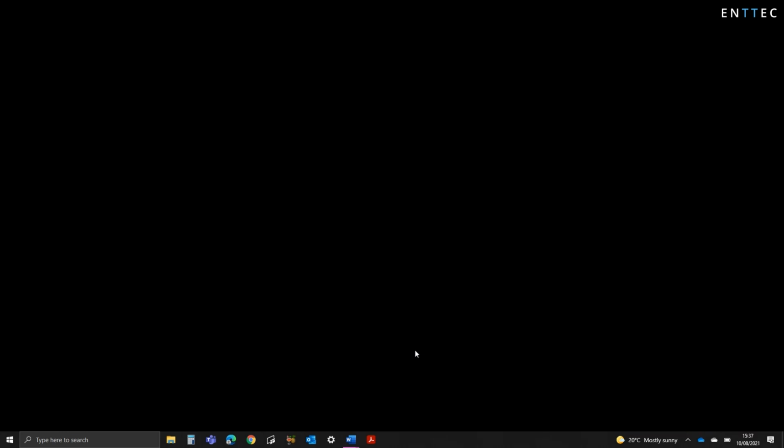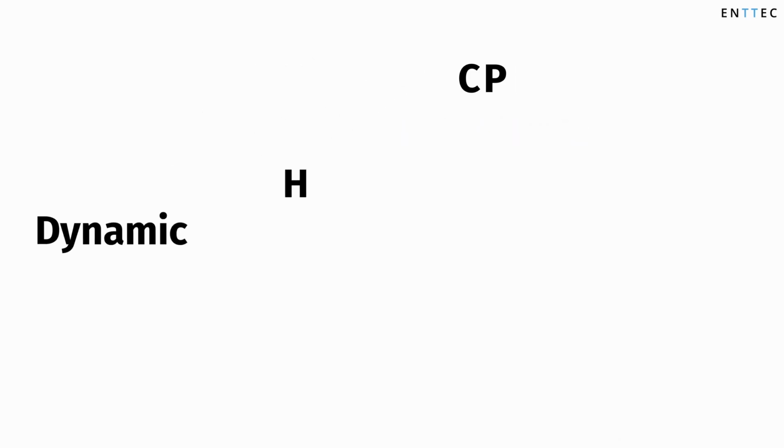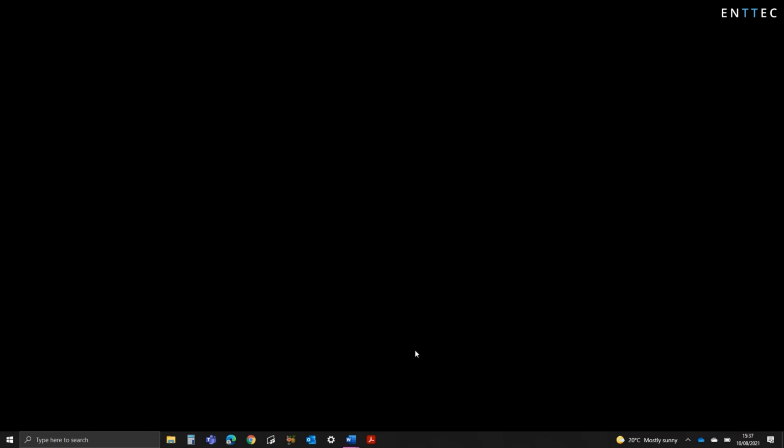In this video, we're going to look at setting a network adapter to receive a DHCP IP address on Windows. DHCP stands for Dynamic Host Configuration Protocol, and it's responsible for automatically assigning IP addresses and other communication parameters to devices connected on a network, using a client-server architecture.